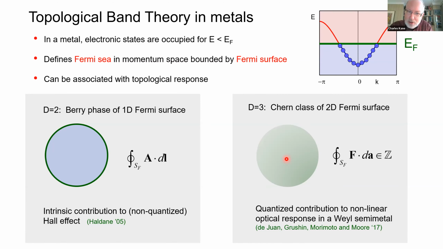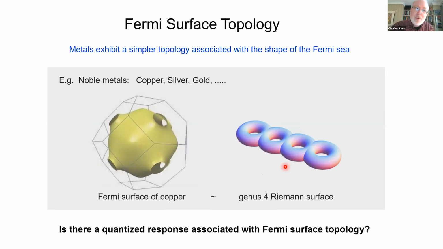it's even a simpler version, because in a metal, these effects associated with the Chern number and the Berry phase are describing the way that the Bloch wave functions twist as a function of momentum, say when you're going around the Fermi surface. But metals exhibit an even simpler kind of topology, which is just associated with the shape of the Fermi surface. If you've ever read Ashcroft and Mermin, then you certainly have seen this picture, the Fermi surface of copper.